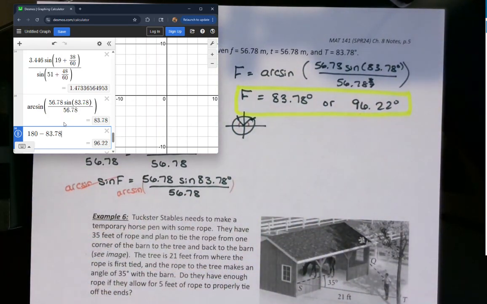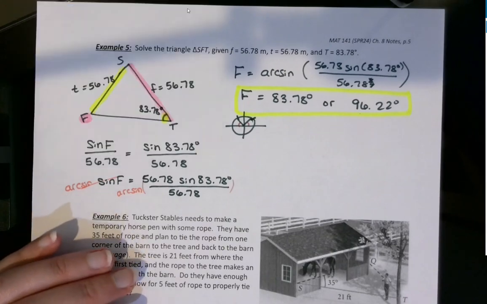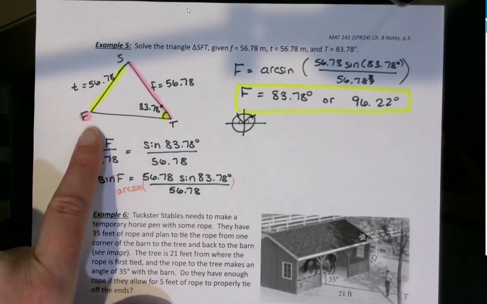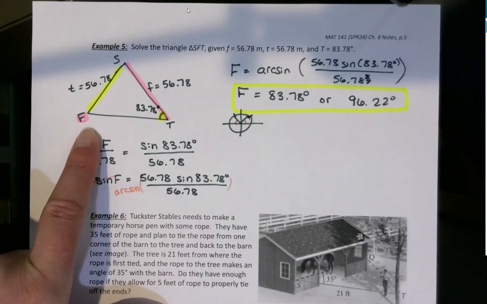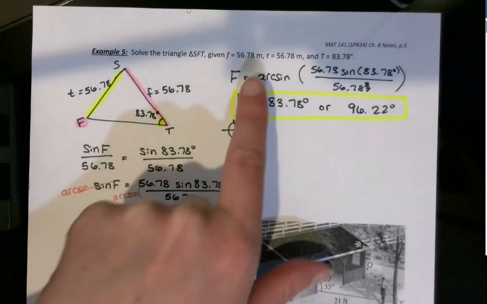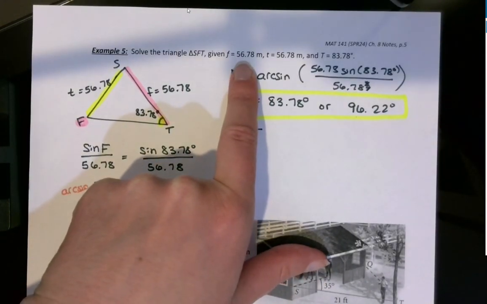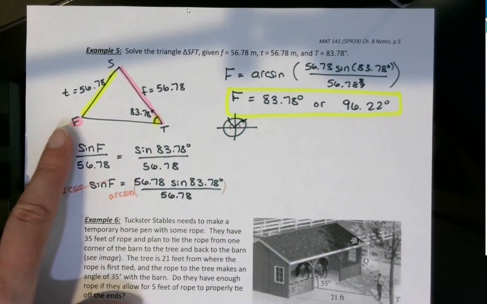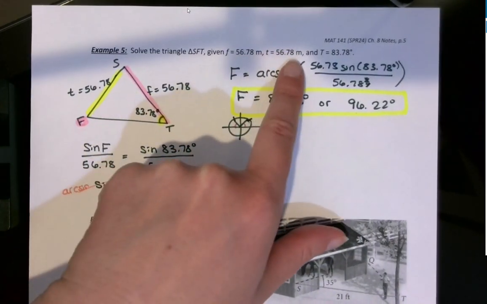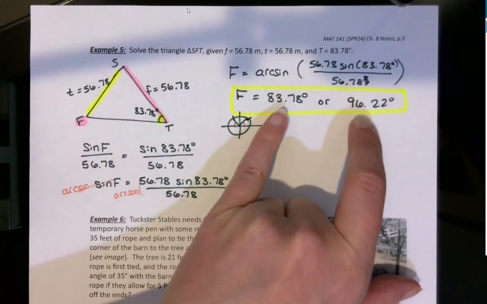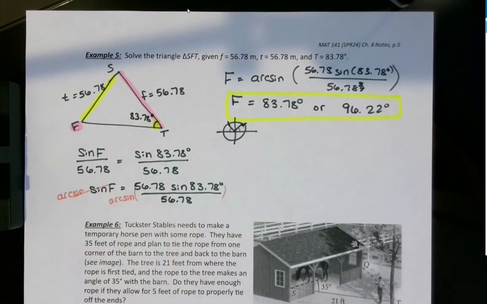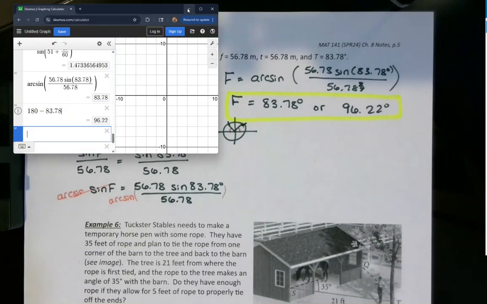We're missing angle S according to our diagram here. So now that we know angle T and angle F, it's not a big surprise to me after observing that these have the same measure, that these angles have the same measure as well. If I have two side lengths that are the same length, I should get two angles that are the same, although it could have been the other angle that was the same. We'll see if that's going to work out.